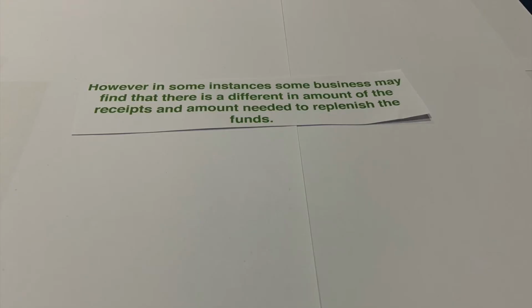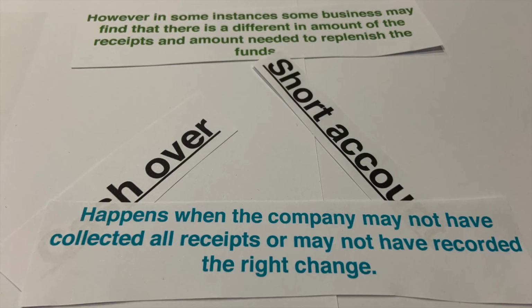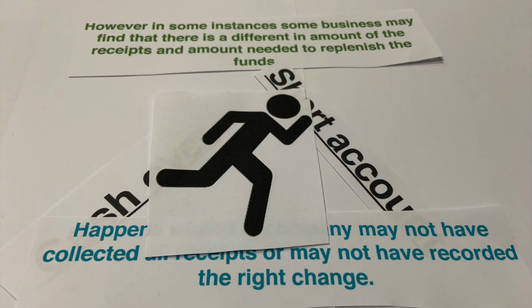Keeping in mind, in some instances, businesses may find that there is a different amount between the receipts and the amount needed to replenish the fund. This is called the cash over and short account. It happens when the company may not have collected all receipts or may not have recorded the right change.